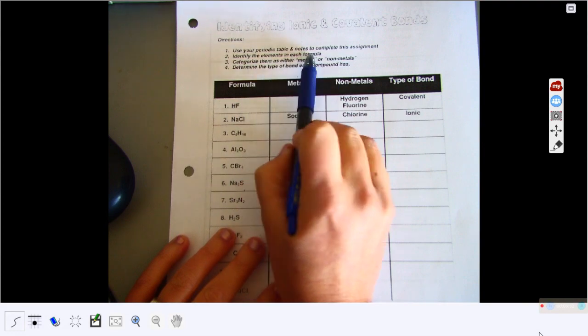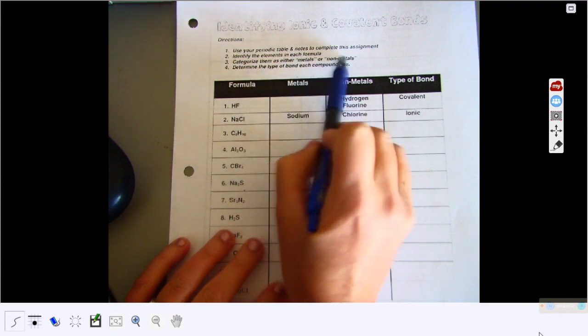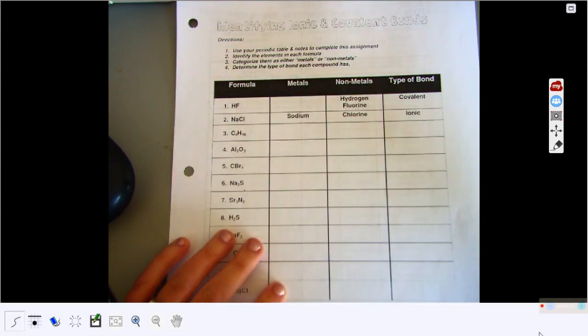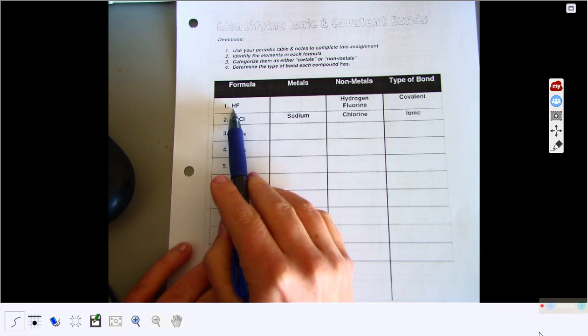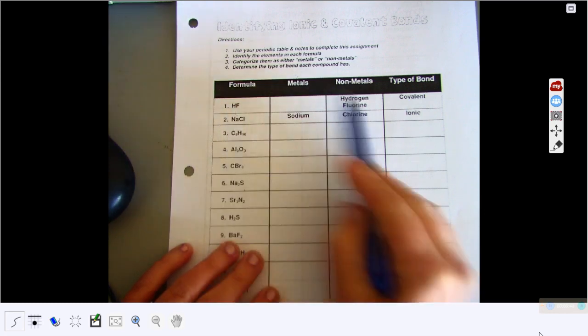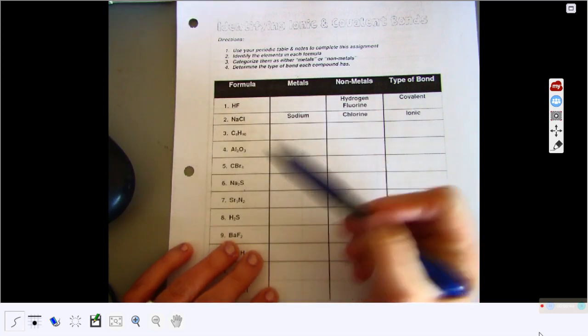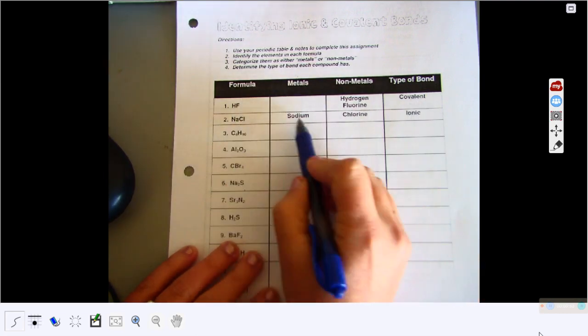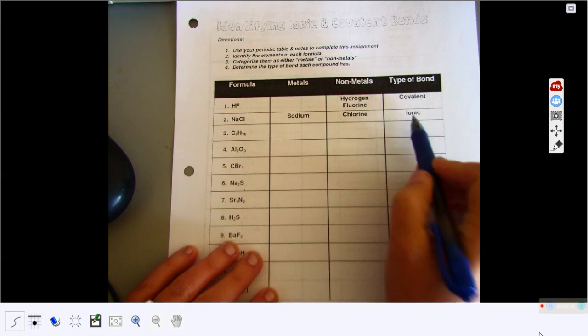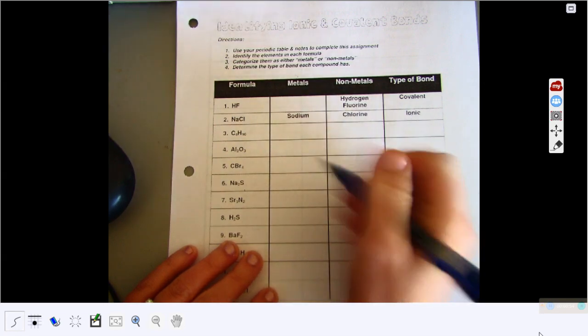So it's really important. Notice at the top it says use your periodic table and notes to complete this assignment. Identify the element in each formula, categorize them as metals or nonmetals, determine the type of bond each compound has. So this first page, we're just determining ionic or covalent. I'm going to do a few with you. I noticed the first element is not a metal. So that means I have two nonmetals. If you have a metal, it will come in the first spot. So that is covalent. I have a metal here, sodium and chlorine, and that makes it an ionic bond.